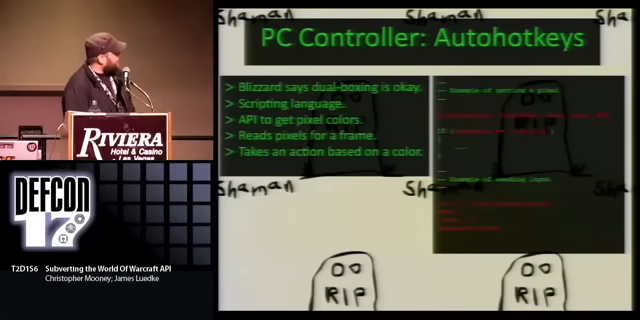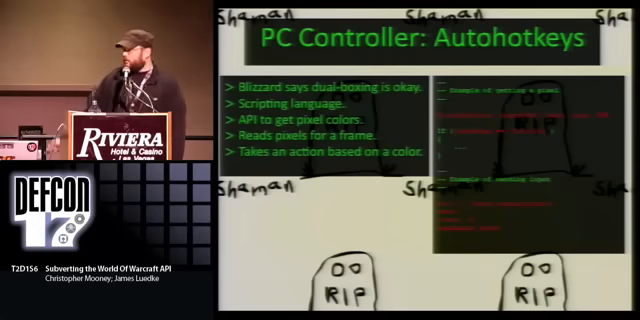So this is the PC controller. We used AutoHotkey because Blizzard is okay with people using AutoHotkey for multiboxing. It's a scripting language. It has an API to get pixels, although it's kind of slow because you need to set up a context each time you grab a pixel. So it reads the pixels from the frame, takes an action based on that color, and this is just sort of the syntax, which is maybe not as interesting.